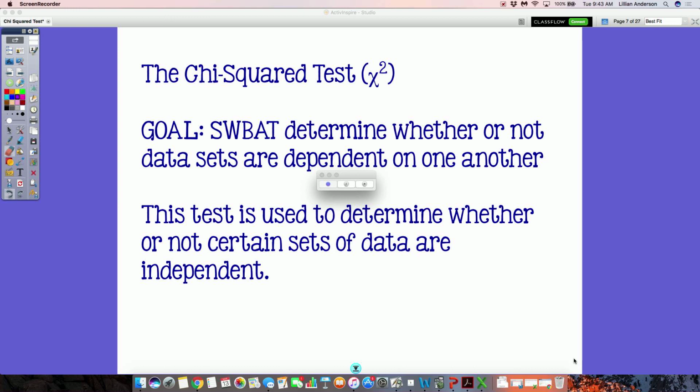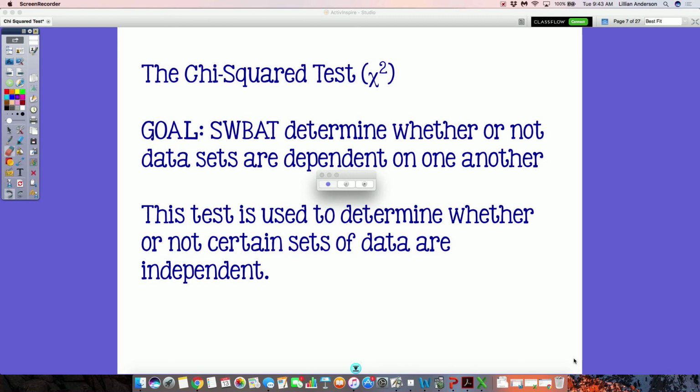So chi-squared, that is the symbol. That's the Greek letter for chi. It looks like an italicized X, but it's almost like a capital italicized X, and then of course the square notation. Today, you guys are going to determine whether or not data sets are dependent on one another.